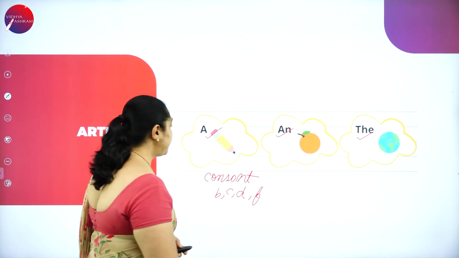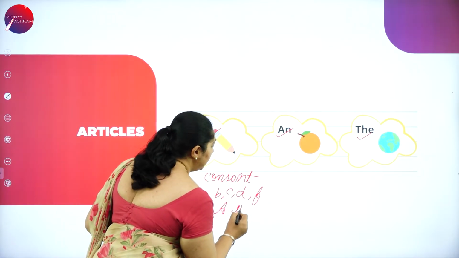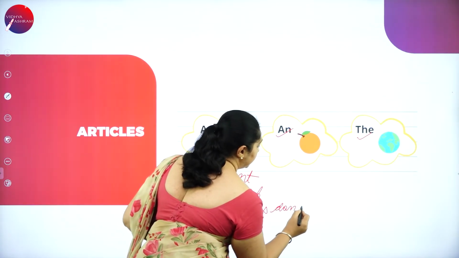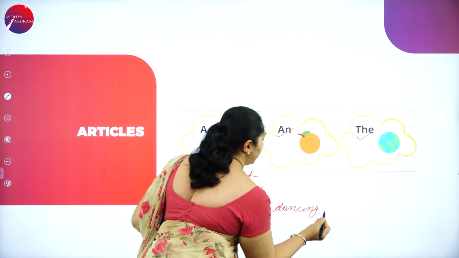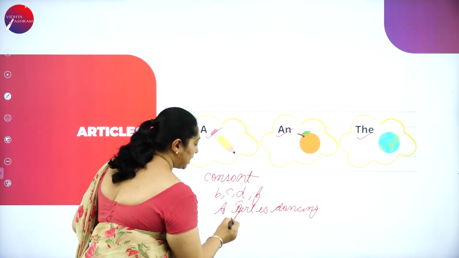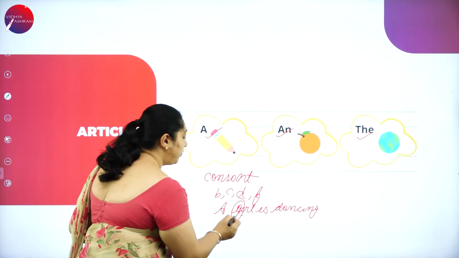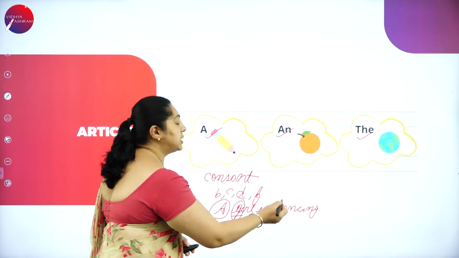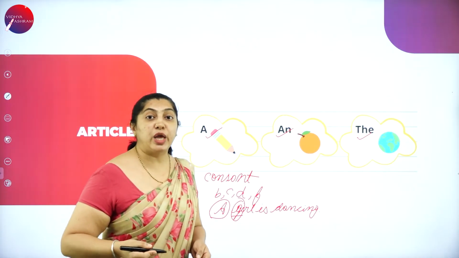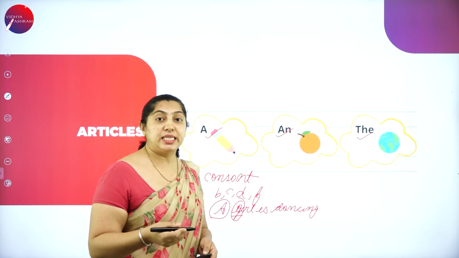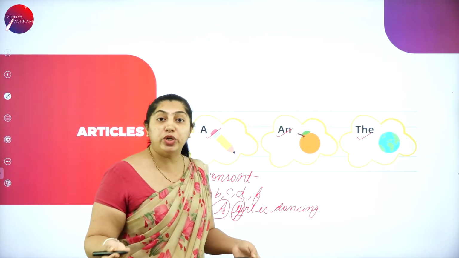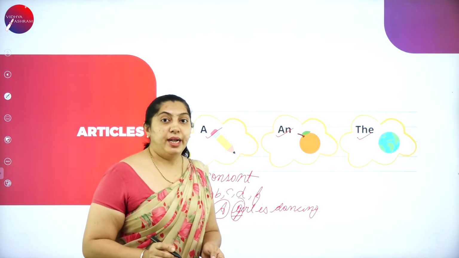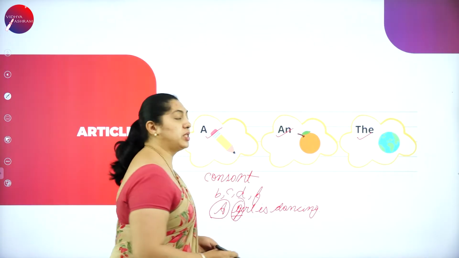For example, a girl is dancing. So this is the consonant letter. G is a consonant, and before the consonant letter I have used the article a. Now why is it 'a girl is dancing'? Because I'm not specifying which girl. It might be the girl of class 11 or class 9, class 10. We don't know which girl exactly it is. But put together I'm saying that a girl is dancing. So this is what the article is about.